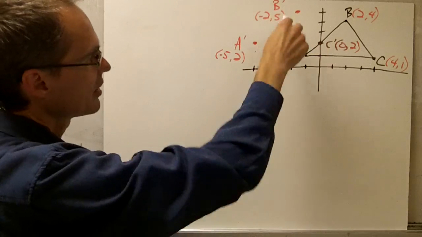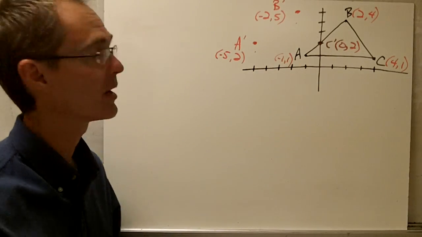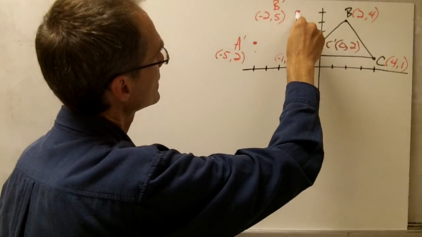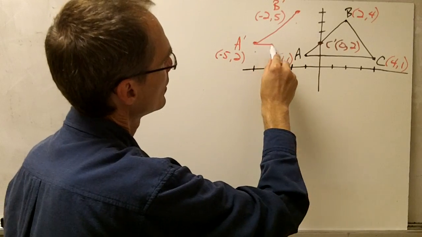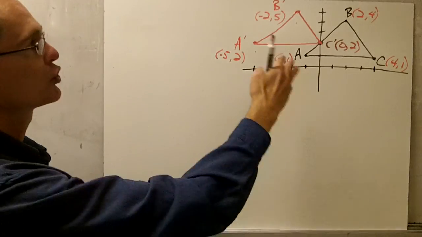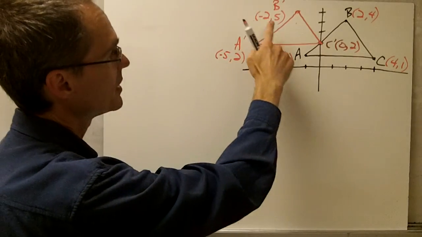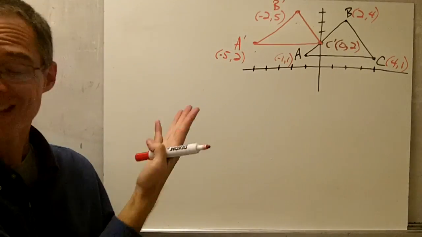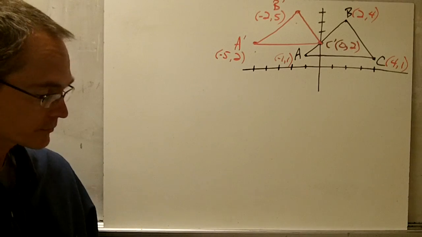So now I've moved all of my vertices. I've translated all of my vertices. Now, if I just connect up these 3 vertices, well, now I have my new translated triangle, A prime, B prime, C prime. That's all a translation is.